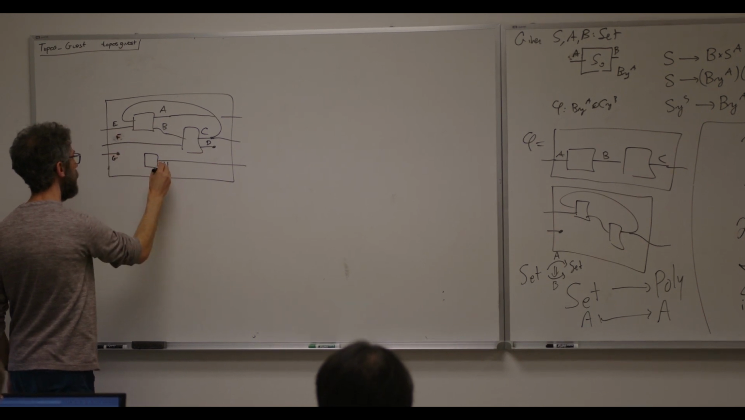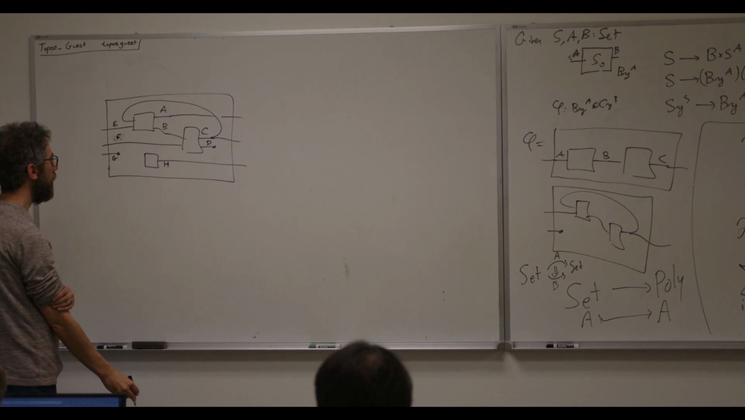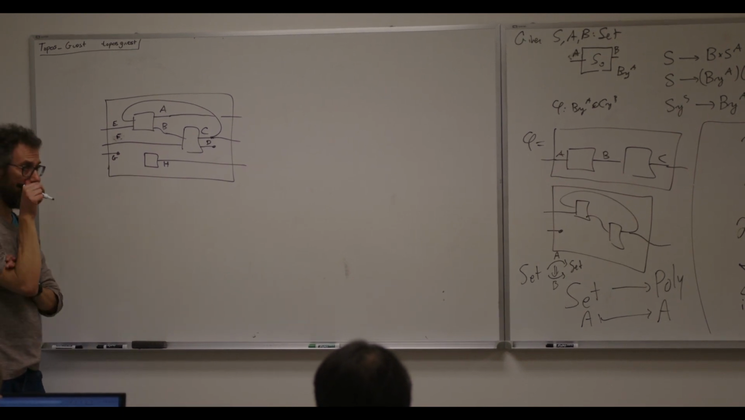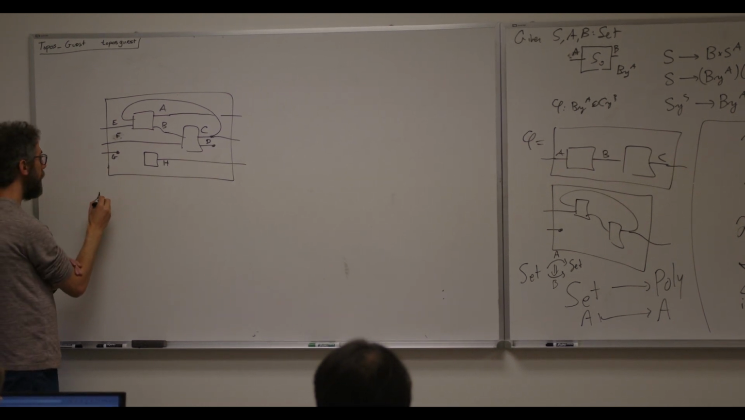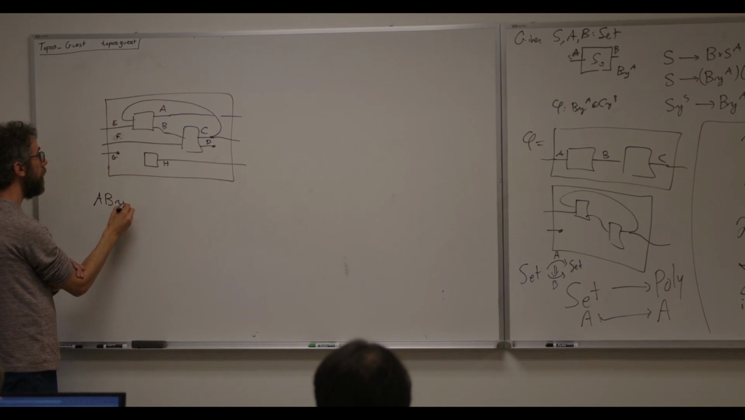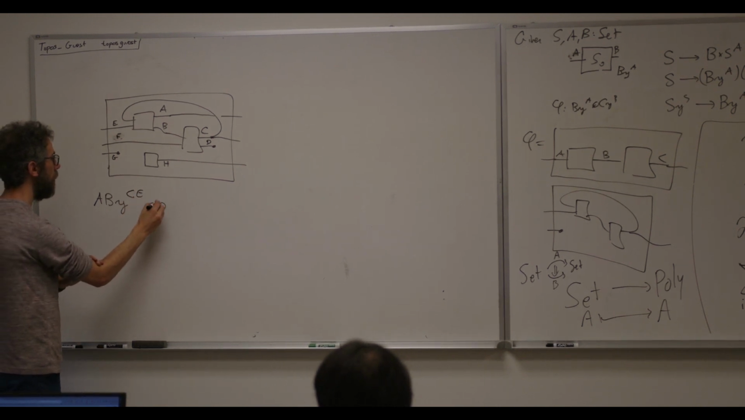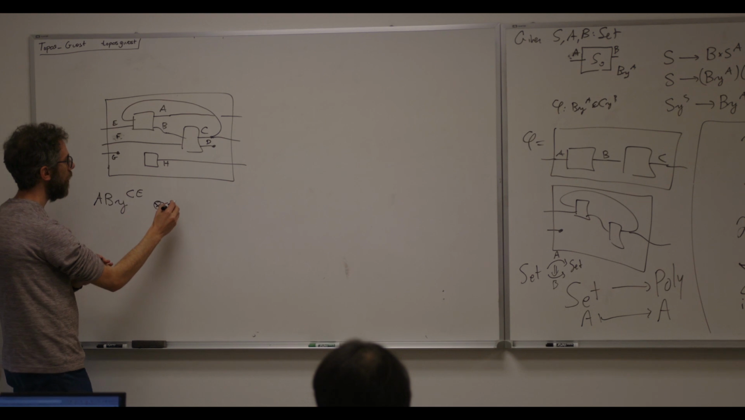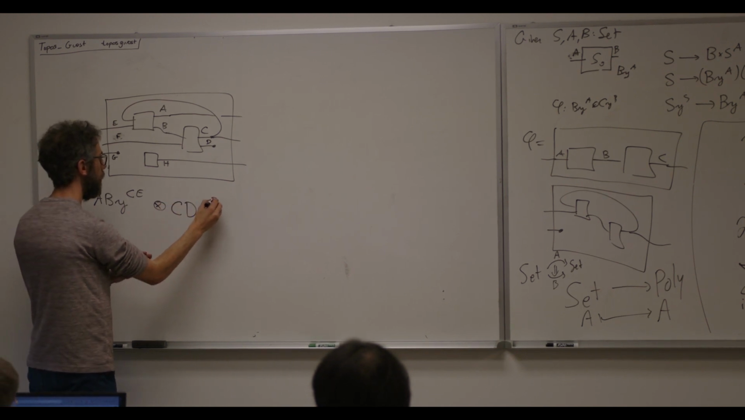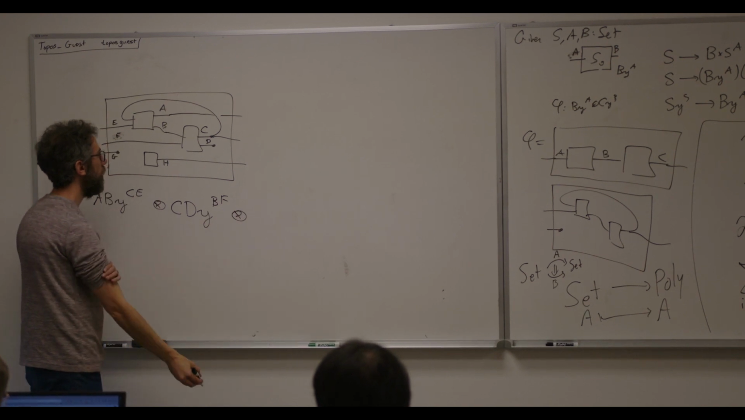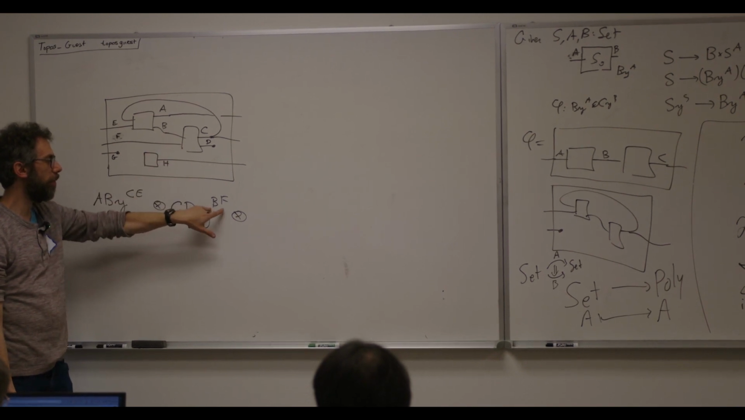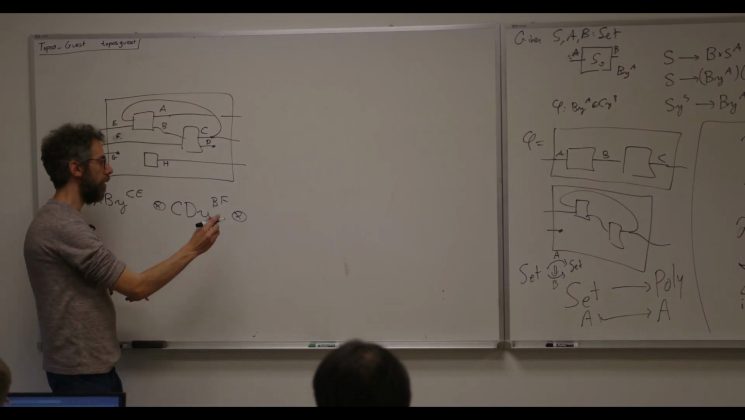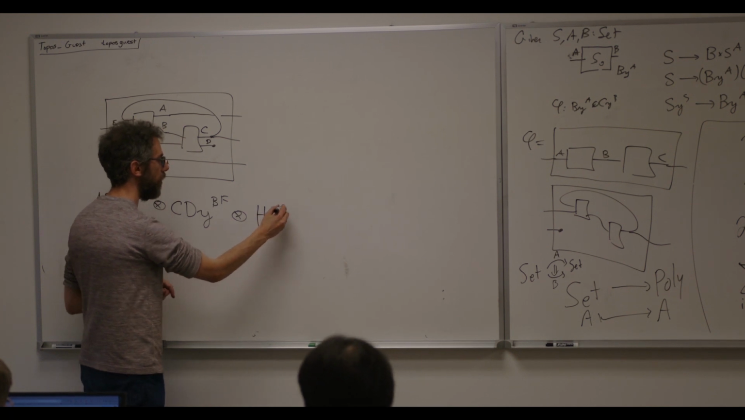G, H. What are the types of the internal boxes that we're going to tensor together? So A, B to the A, E? C, E, sorry. Tensor C, D to the B, F. Tensor. So we're multiplying together all the inputs and all the outputs, putting the outputs here and the inputs here. And then H, to the empty product, which is 1.